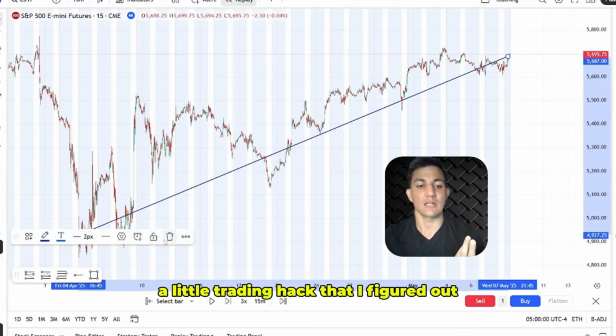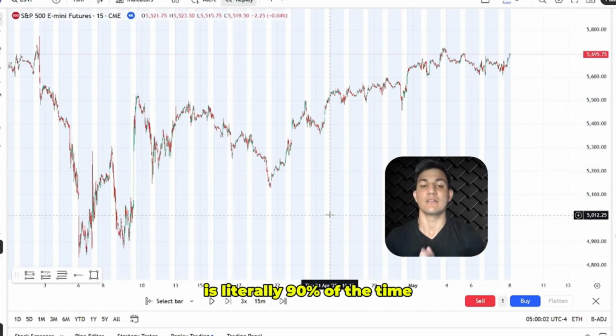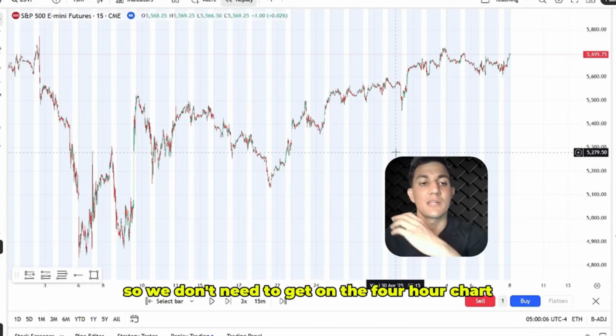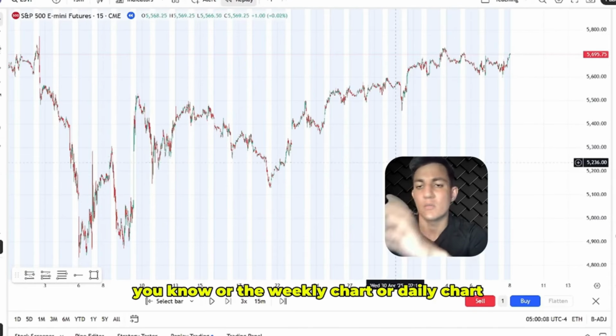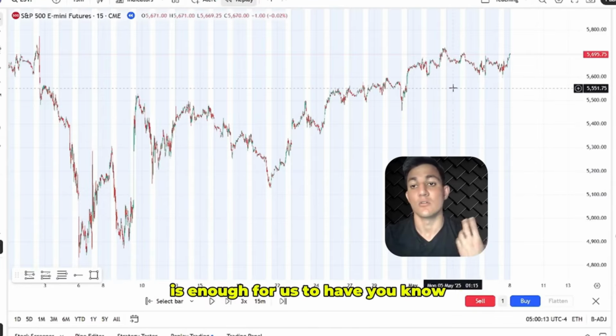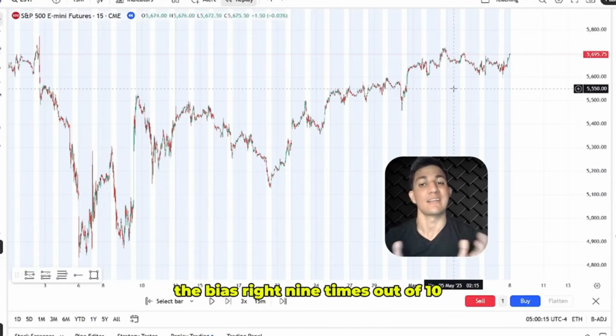So if we're bullish on the 15-minute chart and our trend is bullish, what that means, and this is a little trading hack that I figured out, is literally 90% of the time, the daily bias will be in this direction, right? So we don't need to get on the 4-hour chart, or the weekly chart or daily chart. This alone, this trend on the 15-minute chart, is enough for us to have the bias right 9 times out of 10.